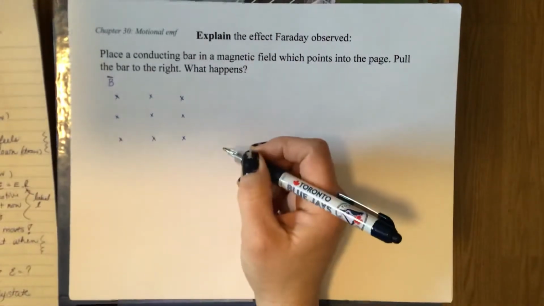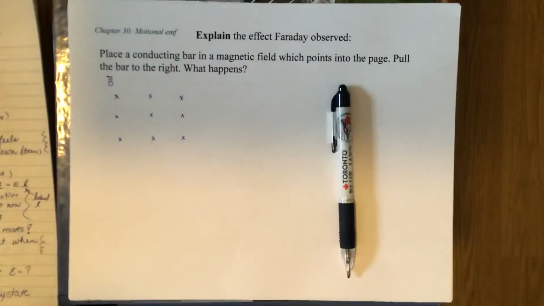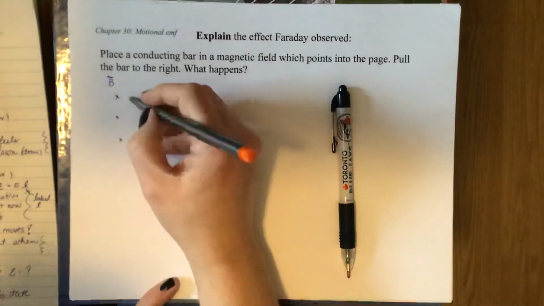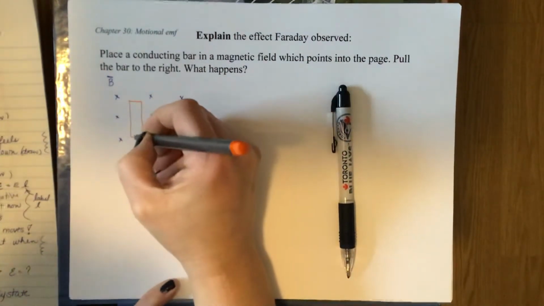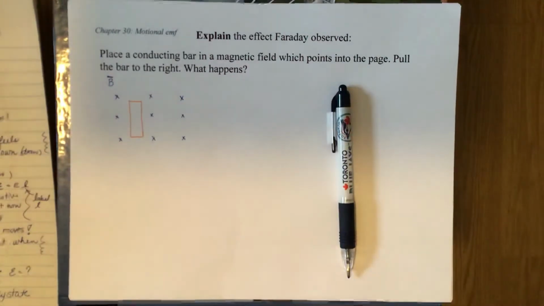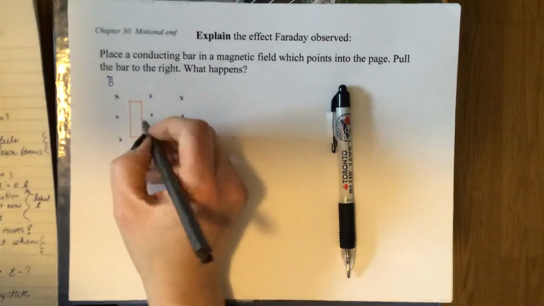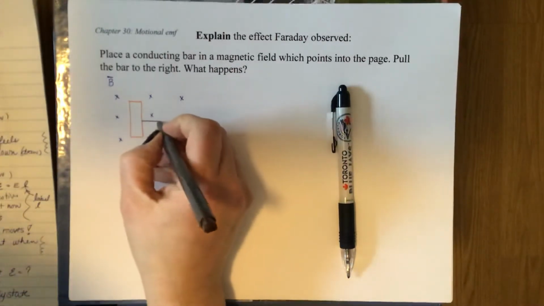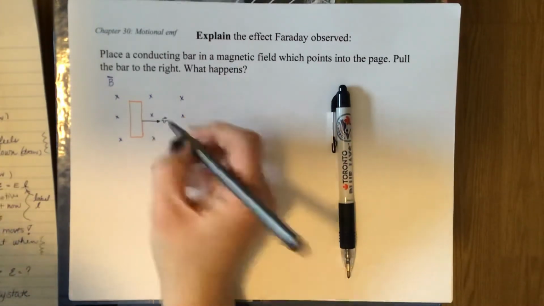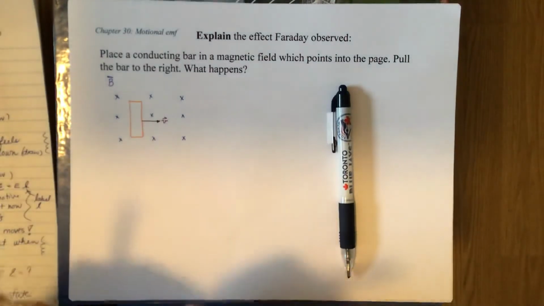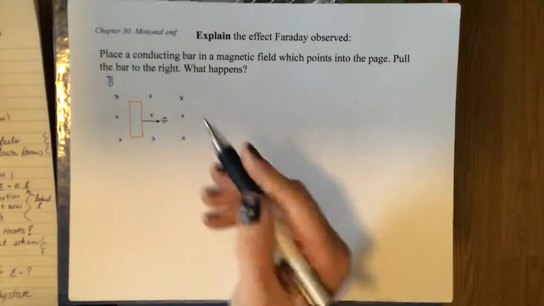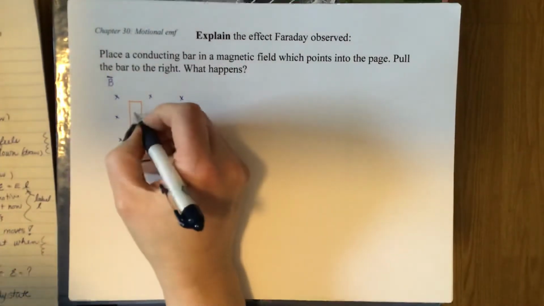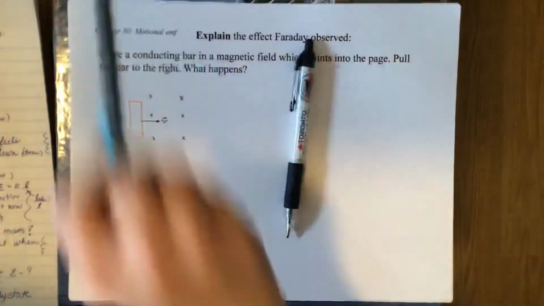And let's place a conducting bar in this magnetic field. So here's our conducting bar. So there's our setup. Now what we're going to do is take our bar and pull it to the right with some speed v. So now what we're going to ask is what happens because we've done this. So let's think about any single positive charge in our conductor.